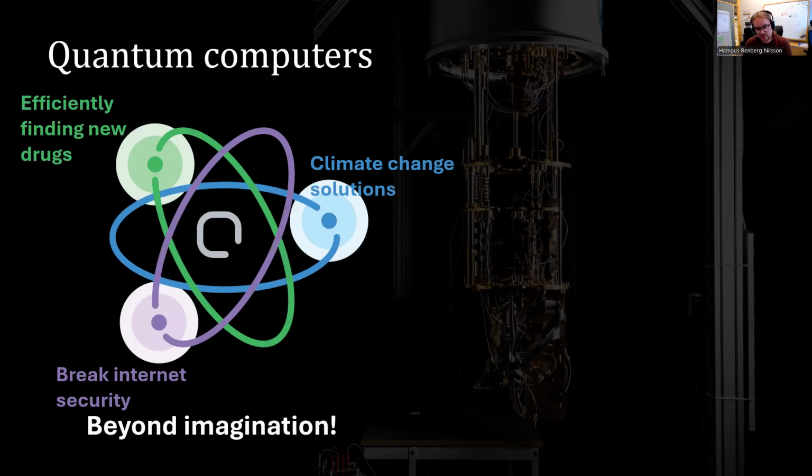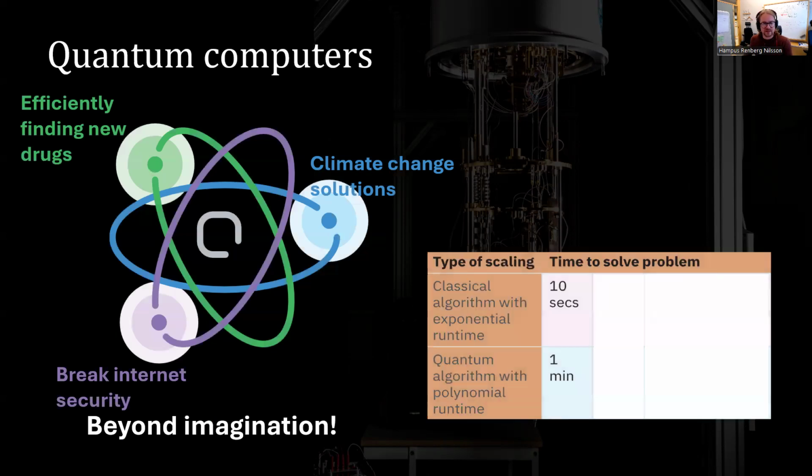So to give an example of this, we have a classical algorithm that takes about 10 seconds to run and a quantum algorithm that takes about a minute to run. And now you might say, well, that doesn't sound like a speed up. That sounds like it's much slower, which it is. But this is for a very small problem size. And the strength doesn't come necessarily at every problem size, but rather when you start scaling problems up.